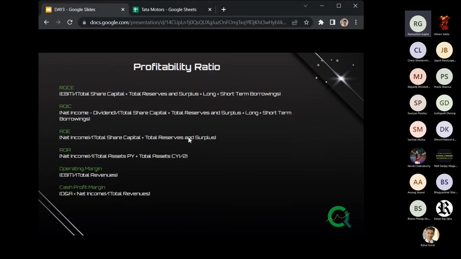If anybody has any doubt till cash profit margin, you can just unmute yourself.